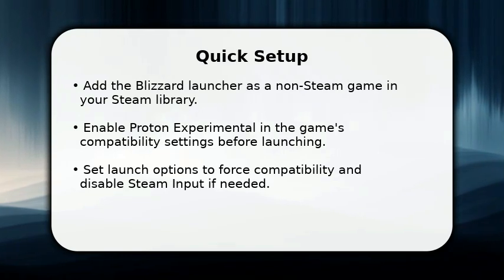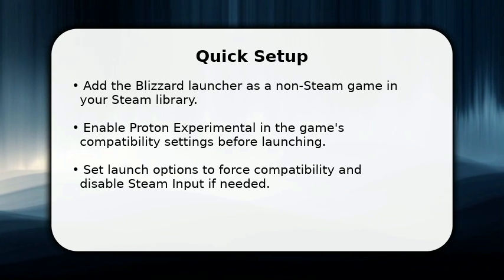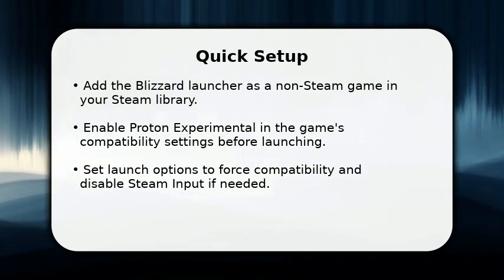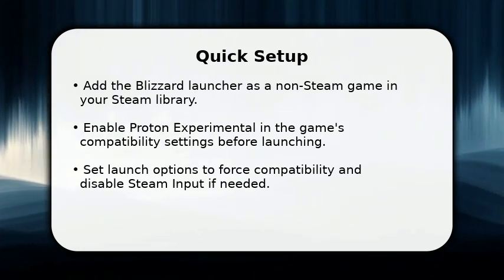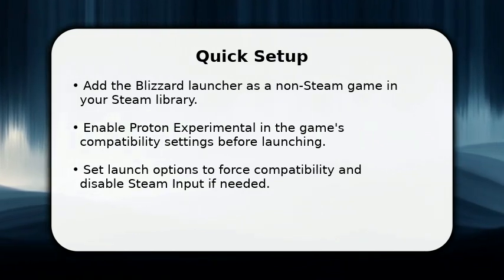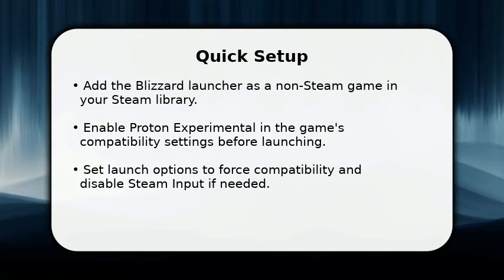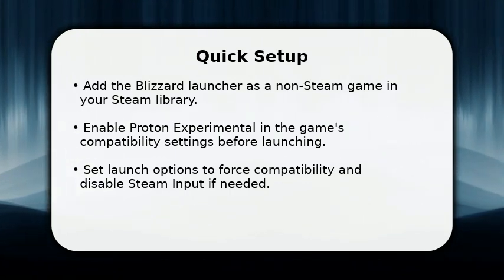Enjoy the video. In this video, I will show how to play Hearthstone on Steam Deck. Launch Steam, add the Blizzard launcher as a non-Steam game, enable Proton Experimental, and set launch options to force compatibility. Install Battle.net through the launcher, sign in, and let Hearthstone update. Use desktop mode for initial setup, then switch back to gaming mode. Test run the game, adjust performance profiles, and map any control changes before playing a full match.